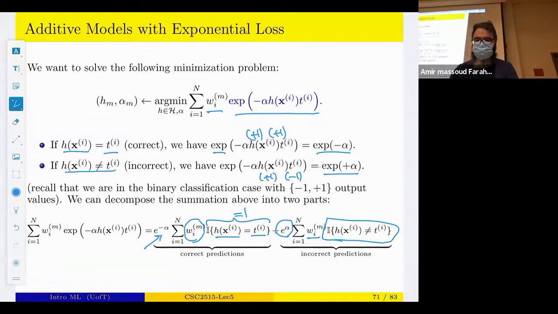There's a question here: what set does h belong to? A small h? No, the set is capital H, this one. That's the hypothesis class, so the space of decision trees, for example.